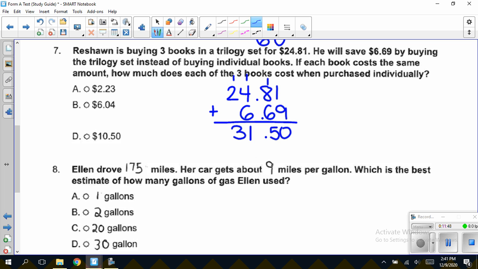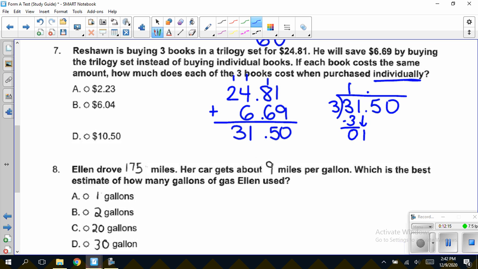But I'm not finished yet because I need to know how much one book would cost individually. So I'm going to take my $31.50 and divide it by 3 because that's how many books are in a trilogy. So making sure my decimal is brought straight up, now I can divide. 3 goes into 3 one time. I know that that is 3. 3 minus 3 is 0.